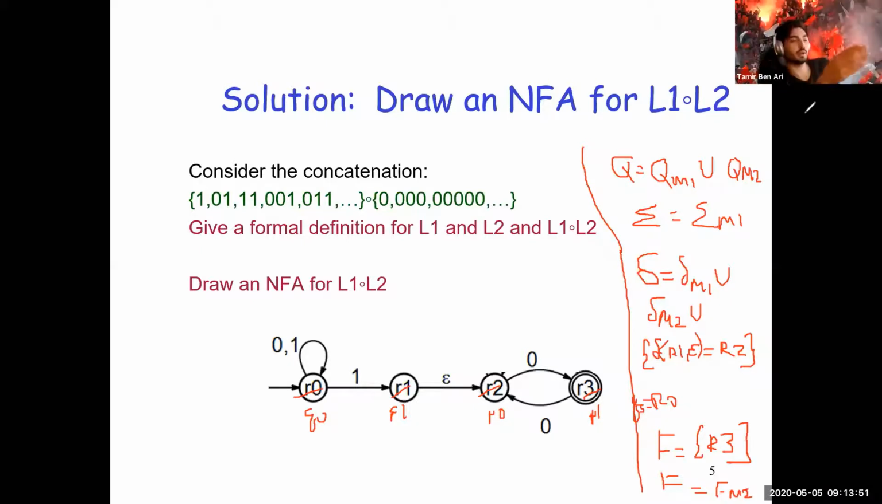So can I write R2 as the accepting state, and then instead of epsilon, just write 0, and cancel R3? Let's say R2 is an accepting state now. This is 0, and R3 is a rejecting state. Yes, you can do it.